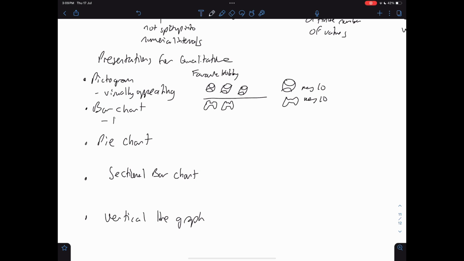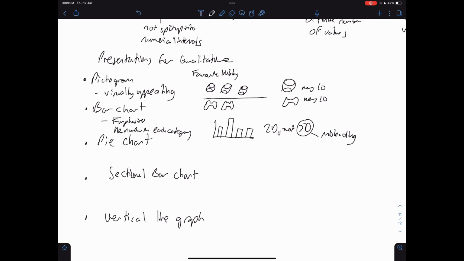And for a bar chart, it emphasises the number in each category. And you know that a bar chart looks like this. You want it to be 2D, not 3D, because 3D is misleading. You can make it look like it's more by making it 3D, so people don't know to look from the front or the back, and that can be used to manipulate the data presentation.